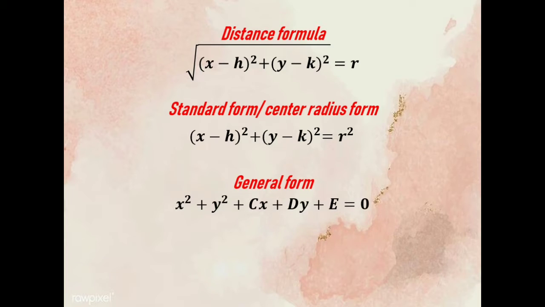We also have the general form: x squared plus y squared plus cx plus dy plus e equals 0. And if the center is at the origin, the equation will be x squared plus y squared equals r squared.